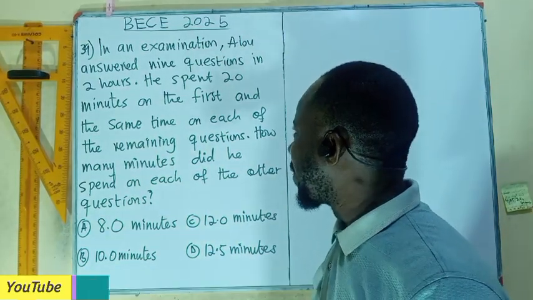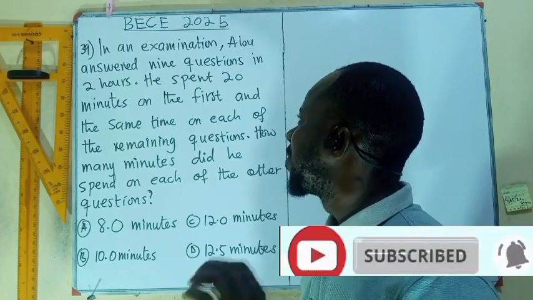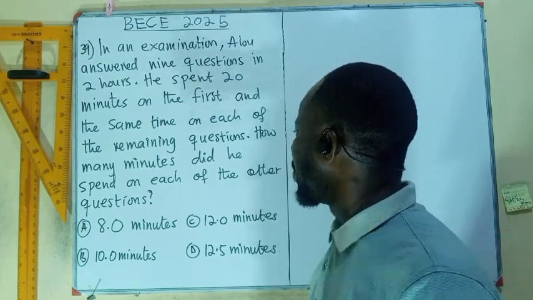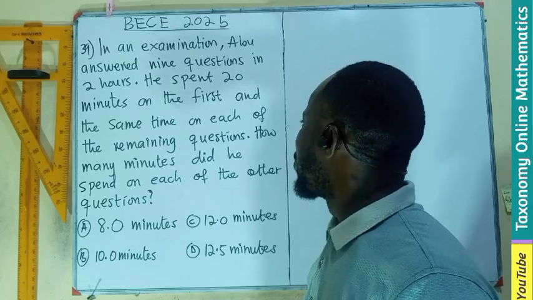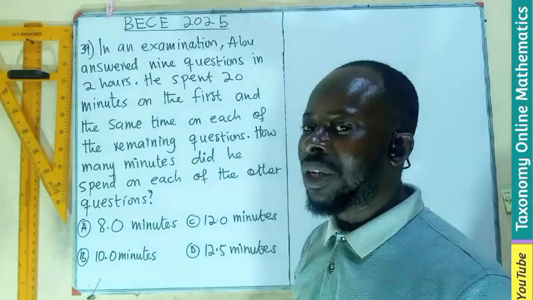In an examination, Abu answered 9 questions in 2 hours. He spent 20 minutes on the first question and the same time on each of the remaining questions. So how many minutes did he spend on each of the other questions?